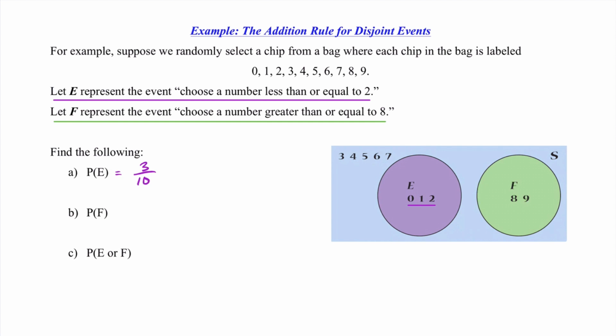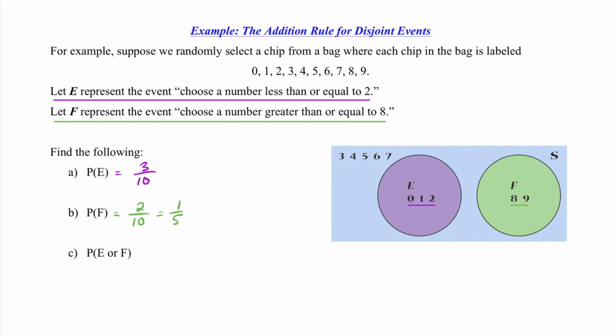Going over to event F then. The probability of event F is determined by saying, well, how many different ways can event F occur? We've got 2 different options, 8 and 9 for event F. Again, out of a total of 10 chips, therefore the probability that event F occurs would be 2 out of 10, or of course that's equal to 2 over 10. We're not going to leave our answer as 2 over 10, instead we'll reduce that to 1 over 5, and we have our probability.